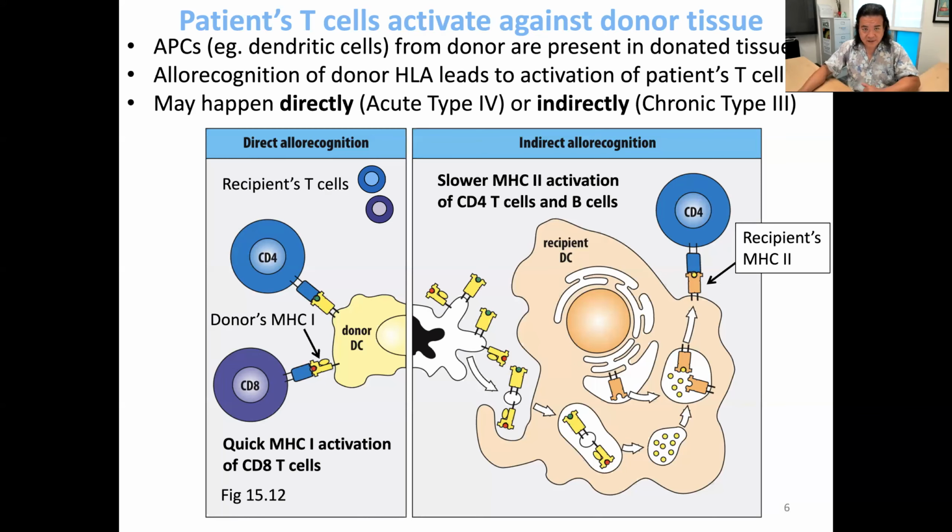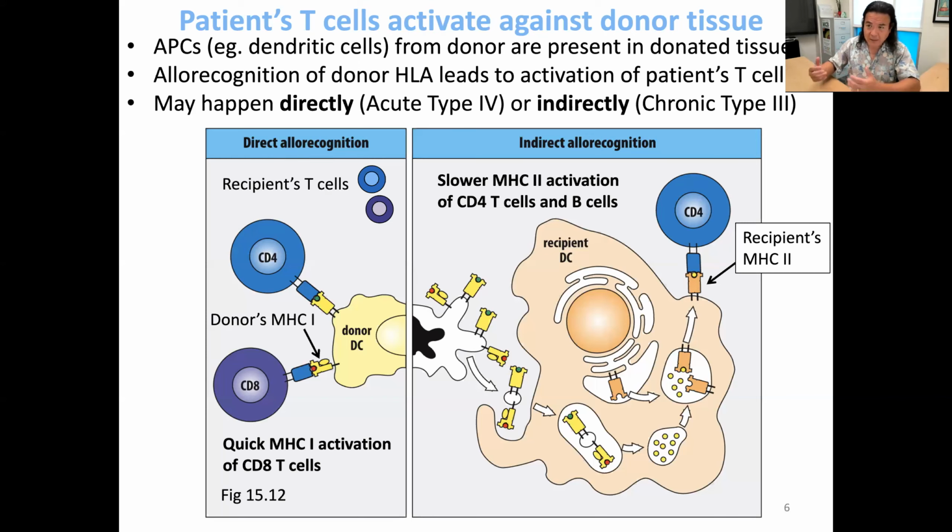So let's look at these two examples here. Direct, or what we call acute type 4 rejection, happens when, let's say, you've transplanted something like a kidney. And in that kidney are going to be all kinds of cells, not just the kidney cells that you're intending to transplant, but remember the kidney tissue is filled with blood vessels, of course, and at the time that you're transplanting it over, there's going to be many other cells from the donor that are kind of hitching a ride on that kidney and being transplanted into the patient.